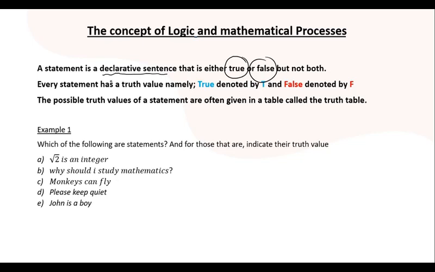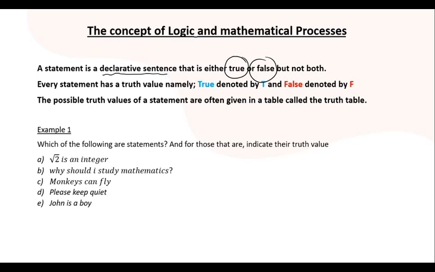Now, every statement has a truth value. A statement can either be true, which is denoted by T, or false, which is denoted by F. So that is the truth value of a statement. It means a statement at a particular point in time can either be true, which we denote by capital T, or false, which we denote by capital F. The possible truth values of a statement are often given in a table called the truth table.